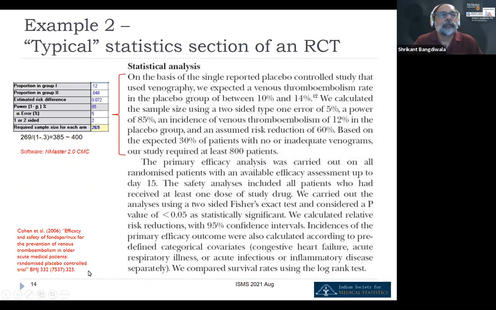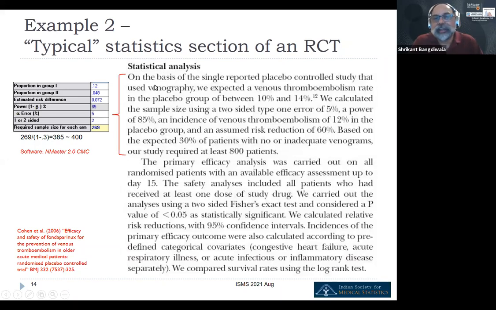This is a paper that appeared in the BMJ on looking at thromboembolism in older acute medical patients. And they call it statistical analysis, but they start off with sample size.